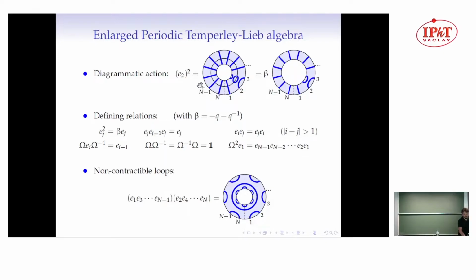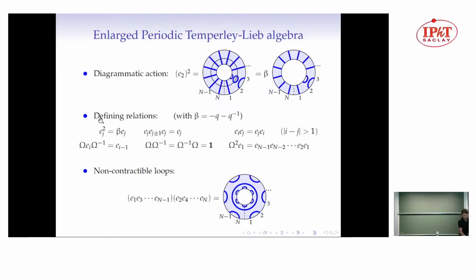If I have a loop which actually goes around the inner perimeter of my annulus, like in this example here, right? So I have E1, E3, and so on up until En minus 1, E2, E4, and so on up until En. Then I can get a non-contractible loop, and here it's not removed in my algebra. It's just left there, but I cannot remove it. So my algebra is infinite dimensional. I can have arbitrarily many of these non-contractible loops.